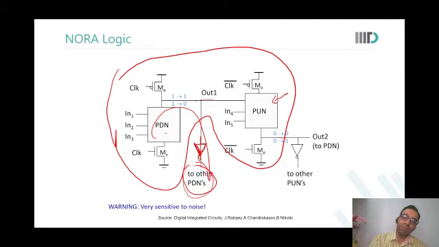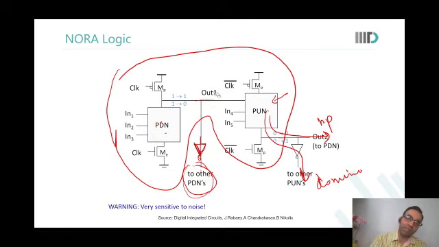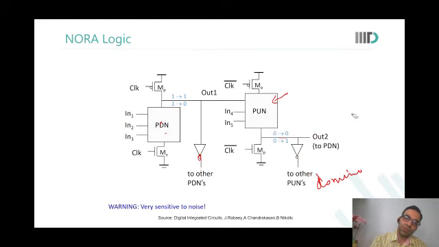You have a PDN driving a PDN in a domino format. You have a PDN driving a PUN in an NP format. Again, a PUN driving a PDN in an NP format, and a PUN driving a PUN in a domino format. So this is a mix of domino and NP. But you also realize this is so much more complex to design, is it not? So many PUNs, PDNs, everything to be designed. Even though my area is increasing, I am able to drive 3 other outputs at a time.